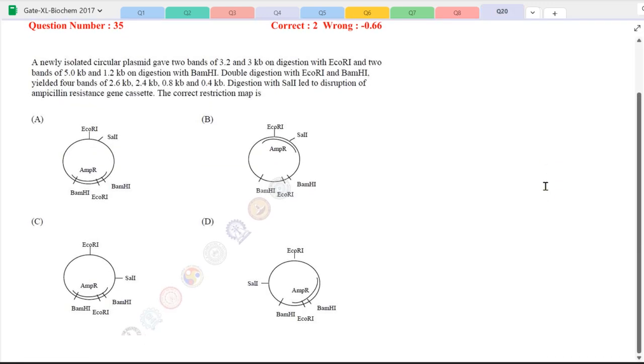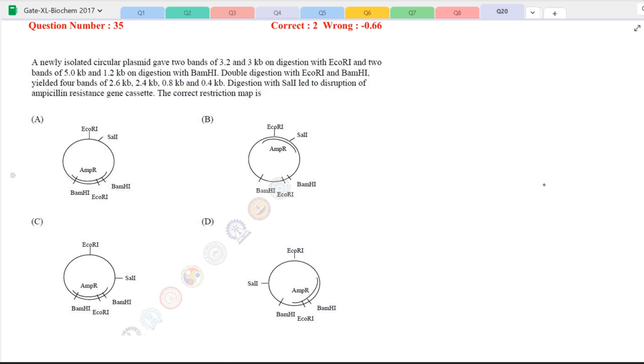So here, this is a really good question. A newly isolated circular plasmid gave two bands of 3.2 and 3 kb on digestion with EcoR1 and two bands of 5 kb and 1.2 kb on digestion with BamH1. Double digestion with EcoR1 and BamH1 yielded 4 bands of 2.6 kb, 2.4 kb, 0.8 kb and 0.4 kb. Digestion with SalI leads to disruption of the ampicillin resistance gene cassette. So the correct restriction map is.